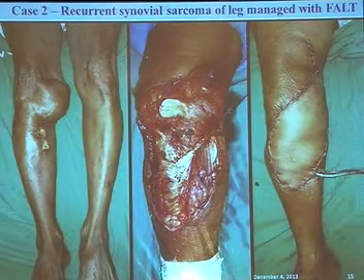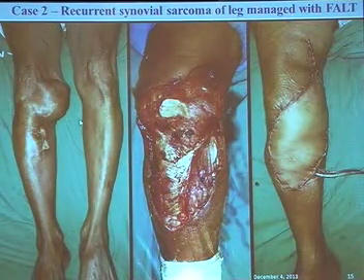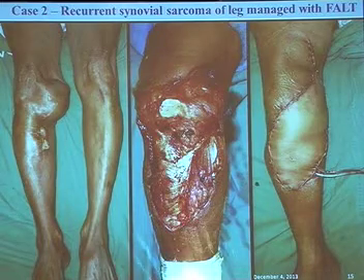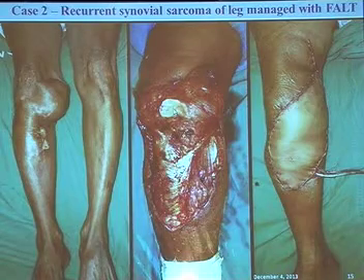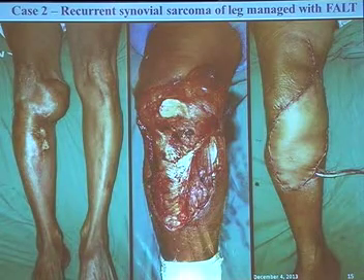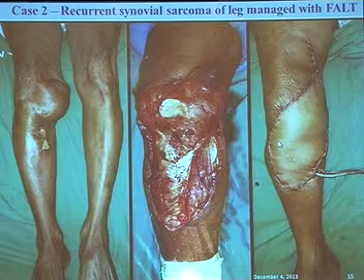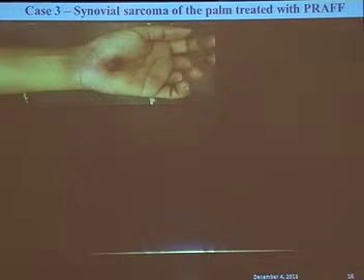Now, this was one more recurrent case of synovial sarcoma of the upper leg, which was thrice operated outside before referring to our institute. We excised the tumor with the periosteum of the tibia and then reconstructed it with a free anterolateral thigh flap. It's not always the big tumors which create the problems, it's the small tumors at critical locations also create some problems.